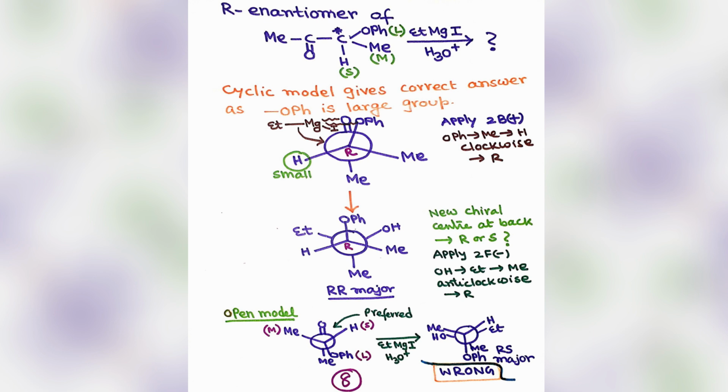Now if we write the C double bond O and the methyl on the boundary of the circle, then at the center we write the chiral center. In that case we apply the 2B plus rule, meaning the phenoxy, methyl and hydrogen we place in a clockwise manner in order to get the R absolute configuration at the chiral center. Now the phenoxy group should be closest to the C double bond O. Of the leftover two groups, hydrogen and methyl, hydrogen is the smaller group, so the reagent ethyl magnesium iodide will preferably attack from the hydrogen side and give the major product.